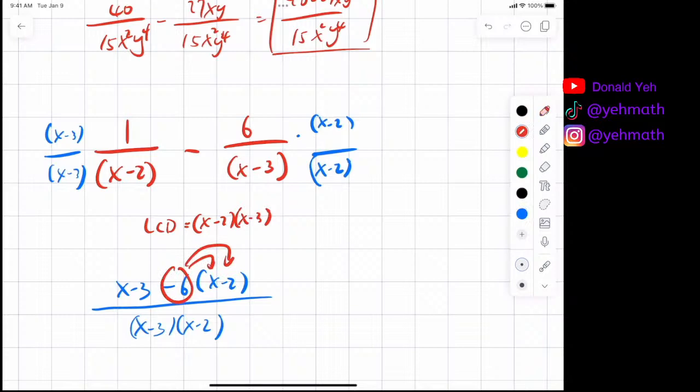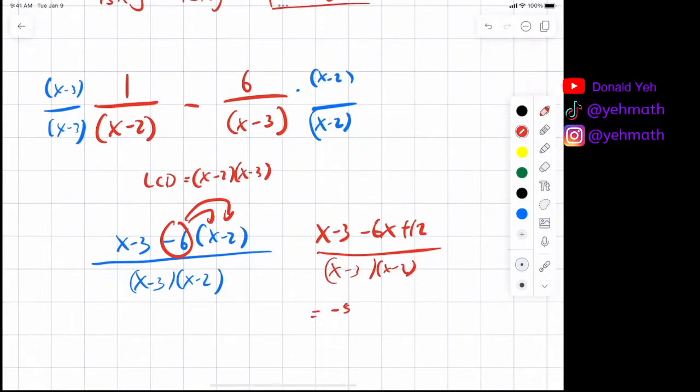And this is where the mistake is actually made, the first part here. So it'll be x minus 3 minus 6x plus 12, over x minus 3 times x minus 2. And then that's going to give you negative 5x, hopefully, plus 9. And that's just simple addition and subtraction. Is that too fast?